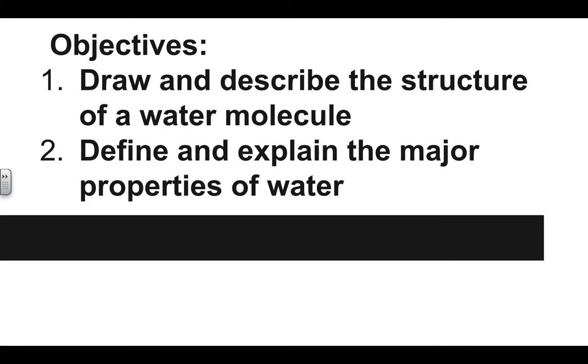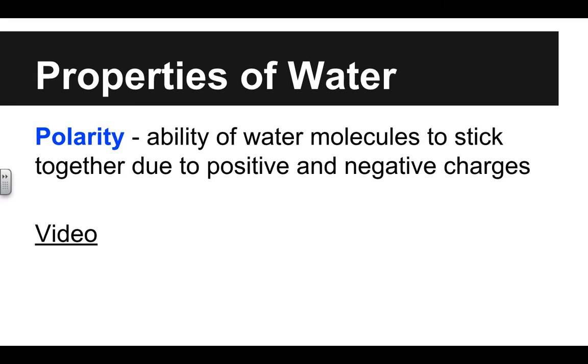So our objectives for this mini lesson are to draw and describe the structure of a water molecule and define and explain the major properties of water. So one of the main properties of water is polarity, which is the ability of water molecules to stick together due to the positive and negative charges. I'm going to encourage you to pause the video here and write this down into your notes. I'm not going to wait and have silence on the video for you to write it down, but this is an important word. We will watch the video after I go through this.